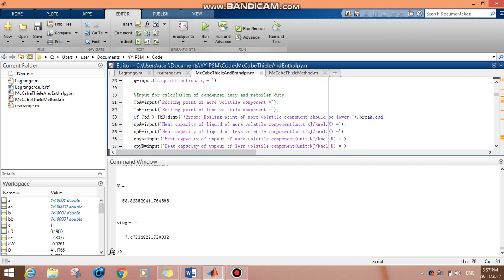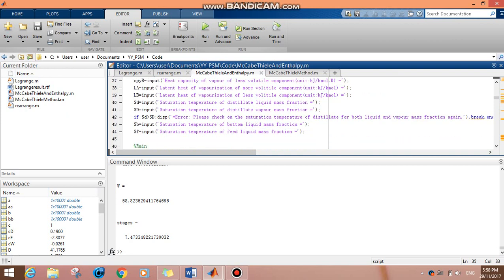The thing you need to take note of is that the boiling point of the more volatile component must be lower compared to the less volatile component. That means TA must be smaller than TB. If your TBA is greater than TBB, it will come up with this error and terminate your code. One more thing to highlight here is the saturation temperature of the distillate liquid mass fraction. The small d must be smaller than the capital D. If it is greater, it will also pop up with an error box and terminate.